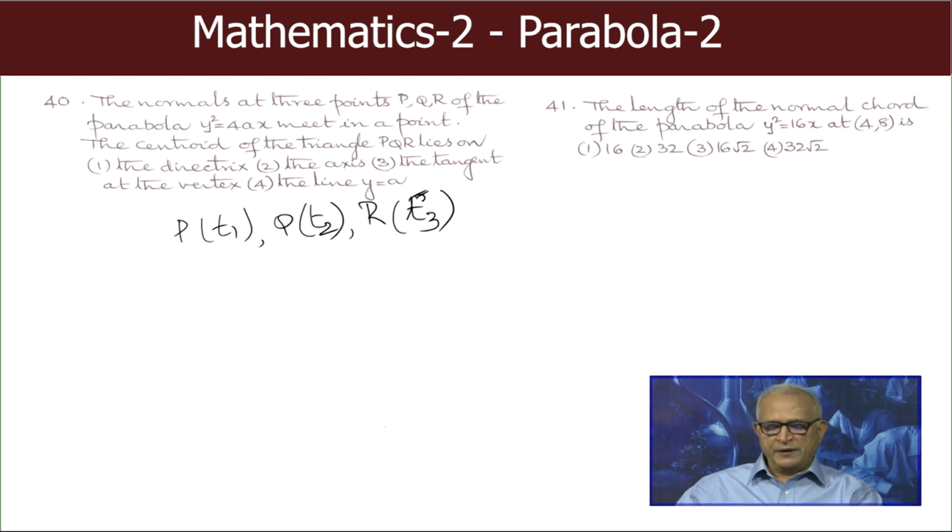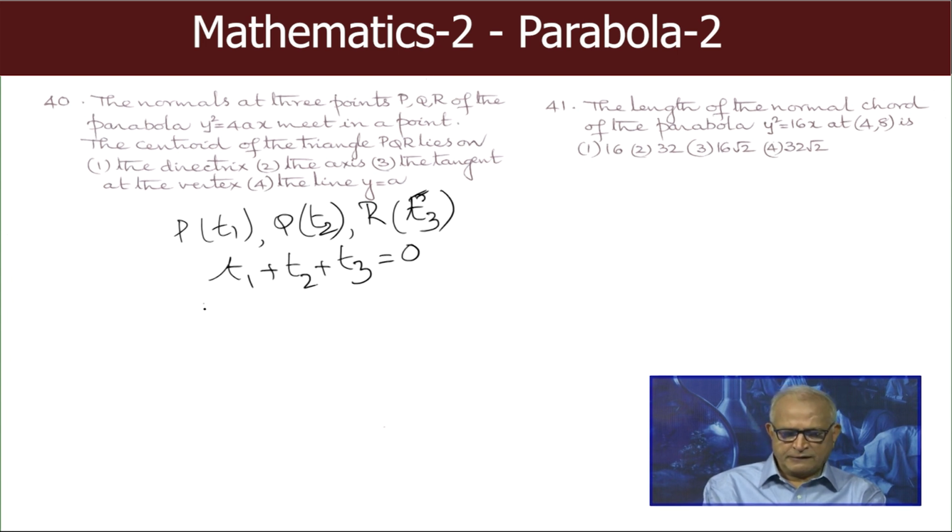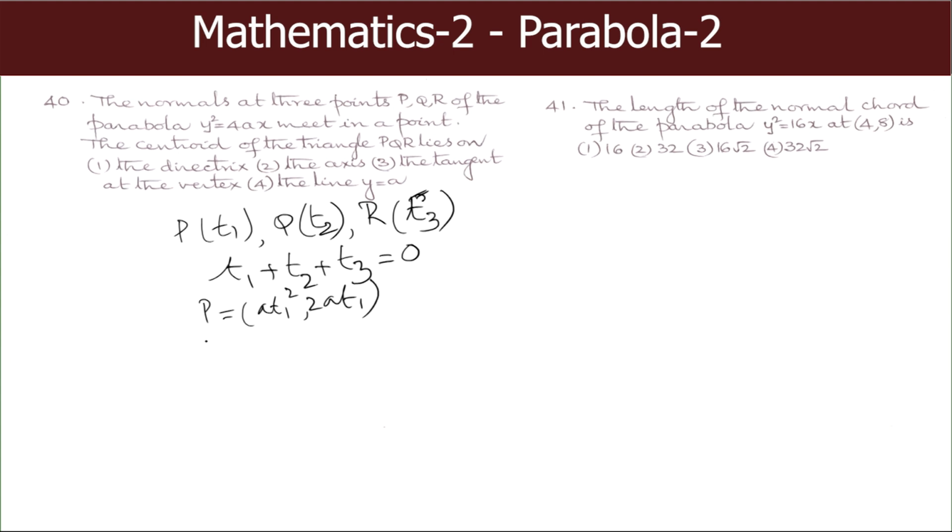Okay? And because P, Q, R are conormal points, t1 plus t2 plus t3 equals 0. So, therefore, the centroid of the triangle. So, P is (at1², 2at1), etc. You don't need to write the rest for Q and R; it is enough to write t2 instead of t1, and t3 instead of t2.